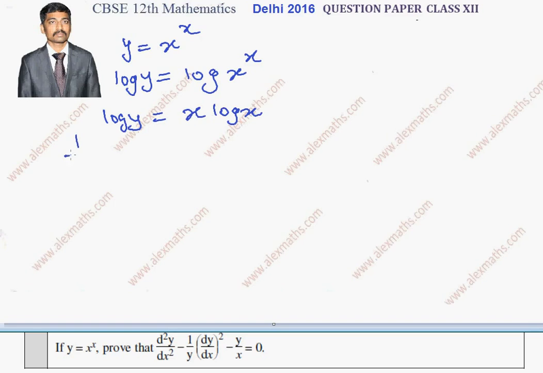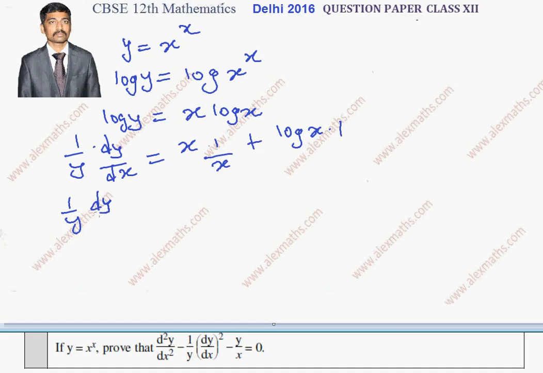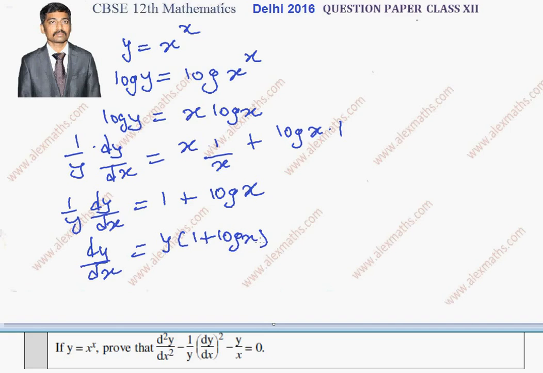We'll differentiate on both the sides. 1 by y into dy by dx equals x into 1 by x plus log x into 1. So basically this is 1 by y into dy by dx equals 1 plus log x. Now we will carry this y to the other side. So dy by dx is equal to y into 1 plus log x.